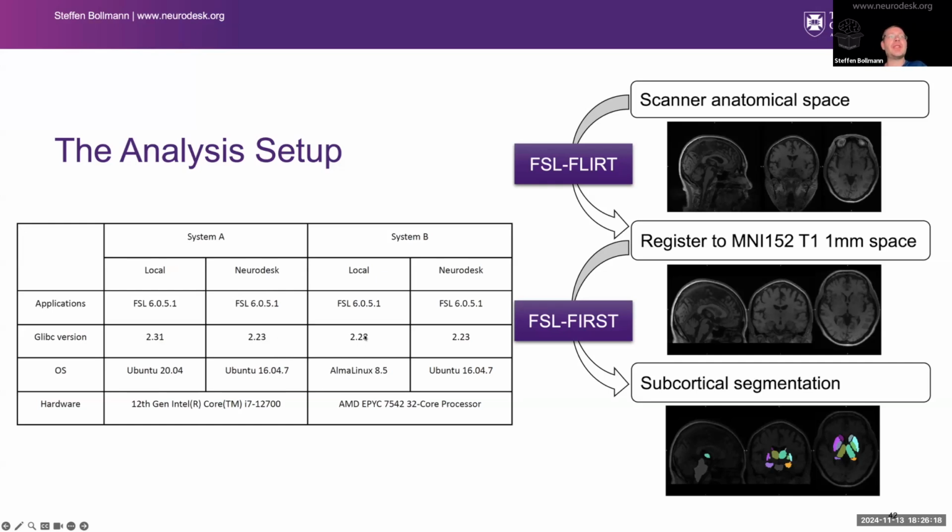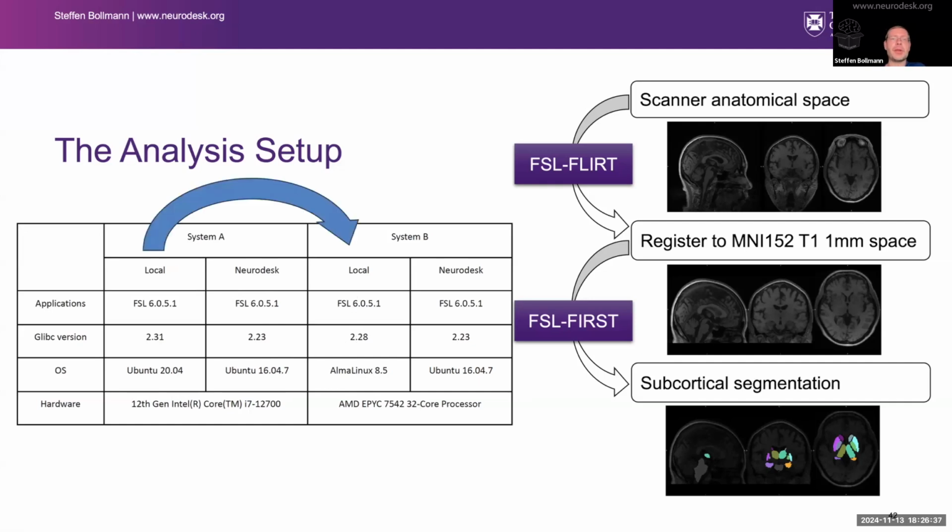But the cool thing is the glibc version is consistent, whereas here, the glibc version is 2.28, so something in the middle. It's on an Alma Linux 8.5. And then also what we varied is we varied the processor. So here it's an Intel i7, and here it's an AMD EPYC processor. So let's see what happens.